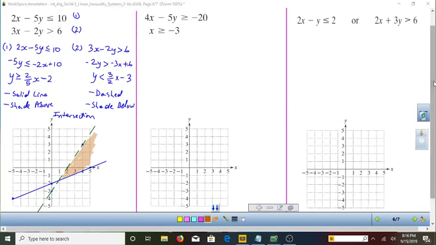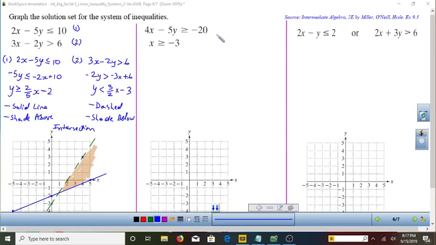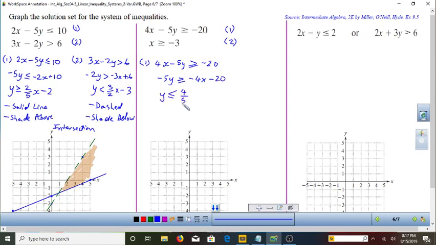Let's go on to this next example. Again, in this situation, we are going to look at where the two regions overlap. In equation number 1, we solve for y. And we end up with negative 5y greater than or equal to negative 4x minus 20. Once we do the next step, we end up with our answer. Y is less than or equal to 4/5 x plus 4, sorry. And for equation number 2, it's just a vertical line.